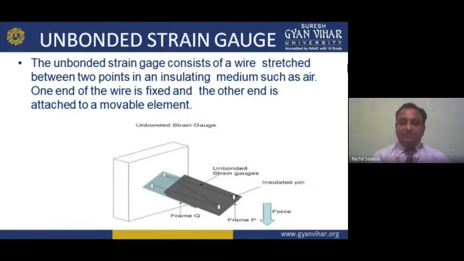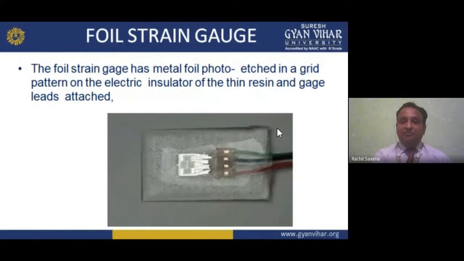Now see here, it looks like this. This is the construction of the unbonded strain gauge, we have the wire. This is the fixed point, and this is the movable contact. This is the insulated pin. We are pushing, stressing that wire towards here, so force is applied. So that is the unbonded strain gauge. I hope you understand.